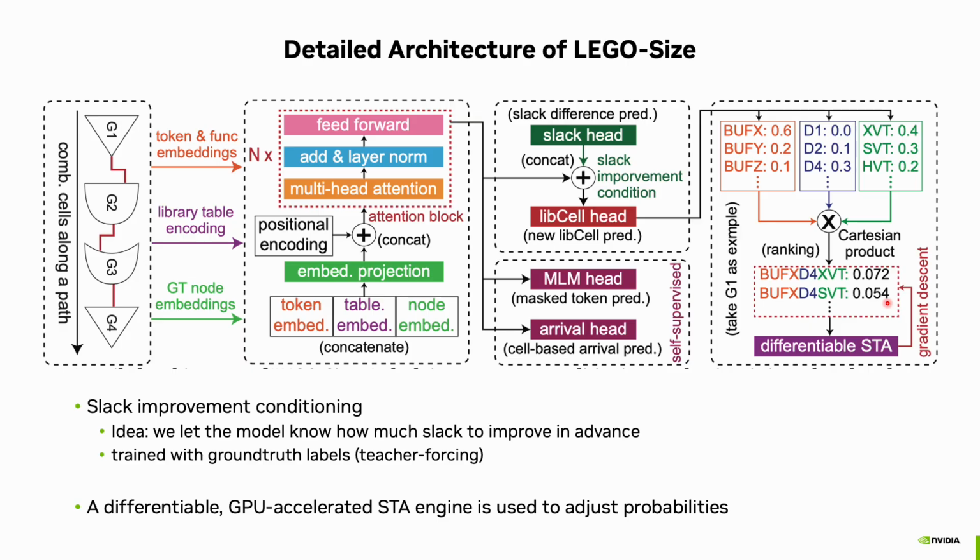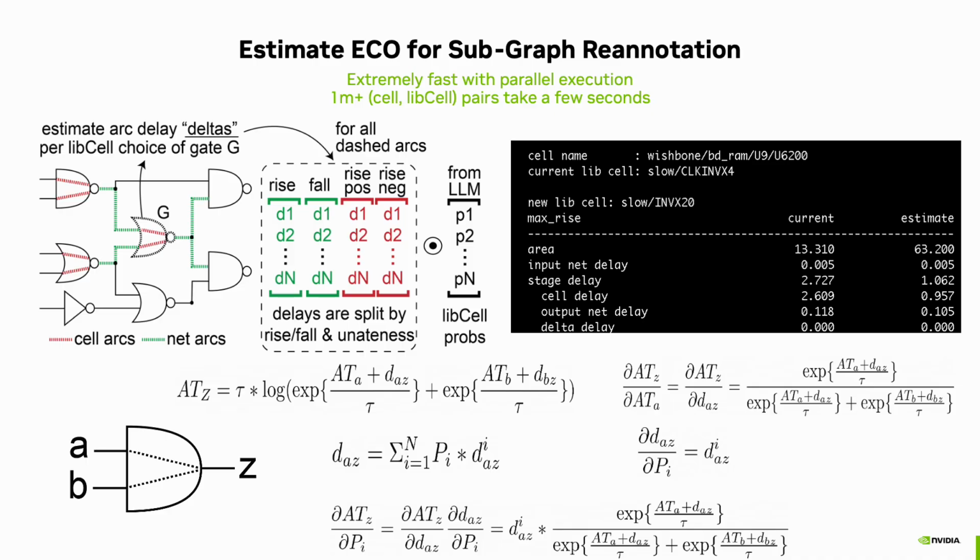We normalize the probabilities of the top K library cells and further leverage them to be refined by a differentiable STA engine. The key idea of our differentiable STA engine for probability refinement is the delta-based approach. As illustrated in the left figure, assume cell G is selected to be sized by the model to a different library cell. We leverage the estimate ECO command from a commercial tool to evaluate the subgraph timing impact subject to the top K library cells predicted by the LEGO model.